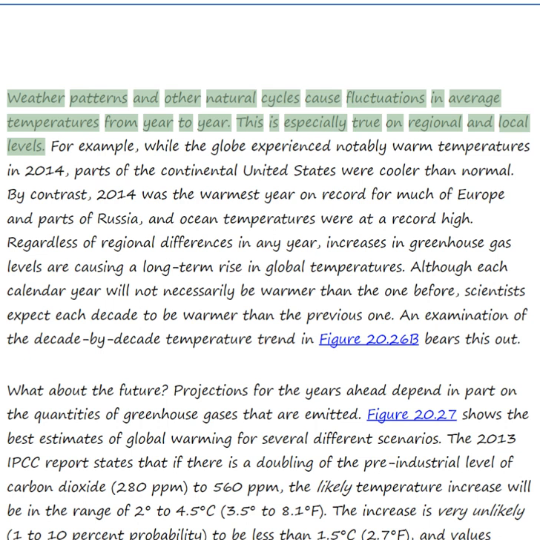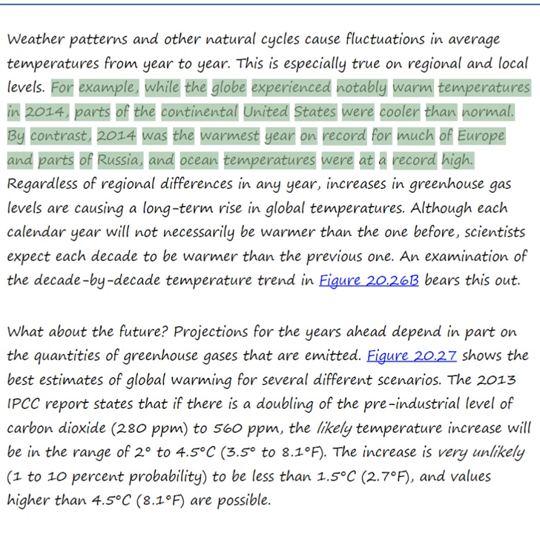Weather patterns and other natural cycles cause fluctuations in average temperatures from year to year. This is especially true on regional and local levels. For example, while the globe experienced notably warm temperatures in 2014, parts of the continental United States were cooler than normal. By contrast, 2014 was the warmest year on record for much of Europe and parts of Russia, and ocean temperatures were at a record high.